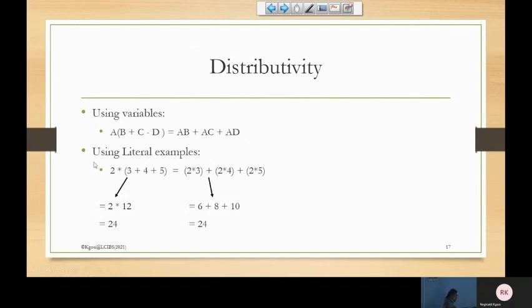So if we take the real life examples with literals, remember, are numerals, numbers, numeric values. So you can have it as 2 times, and then in brackets 3 plus 4 plus 5.